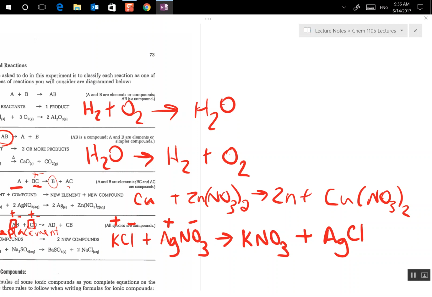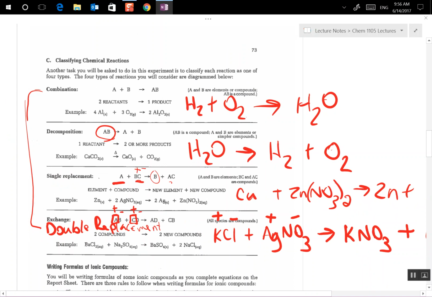Based off of these criteria, if you look at your report sheet, you would notice that it is asking you to classify the type of reaction. Like in reaction 2, you have copper plus silver nitrate, and then you'll get products from that. It's asking what type of reaction that would be, and you would classify that reaction based off of these.